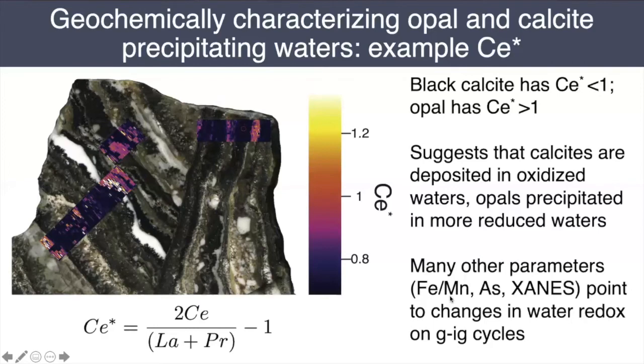We have iron manganese ratios, arsenic, and then zanes on arsenic and uranium that all point to changing water redox on glacial interglacial timescales and tell us that the opal precipitating fluids are different from those precipitating calcite.